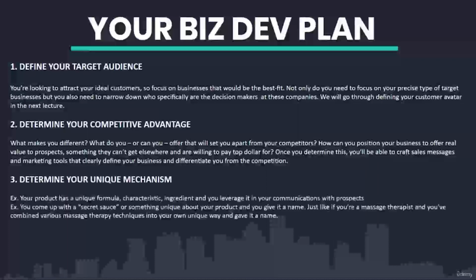So number 3, determine your unique mechanism. Now, the difference here between the unique competitive advantage and the unique mechanism is, with the unique mechanism, your product or service has a unique formula, unique characteristic, ingredient, and you leverage it in your communication with your prospect. So you come up with the secret sauce or something unique about your product and you give it a name, right? Your 5-step formula for accomplishing X, right? Or your 3-step process for accomplishing Y, whatever that may be.